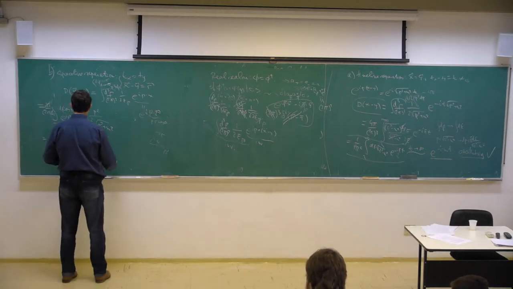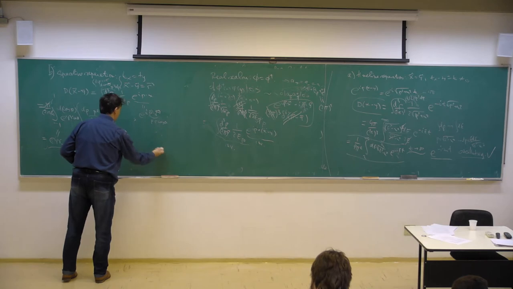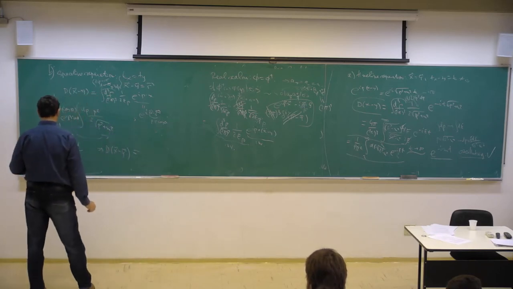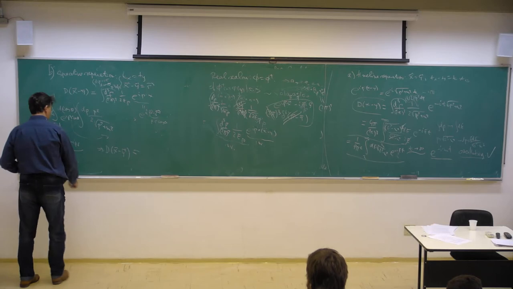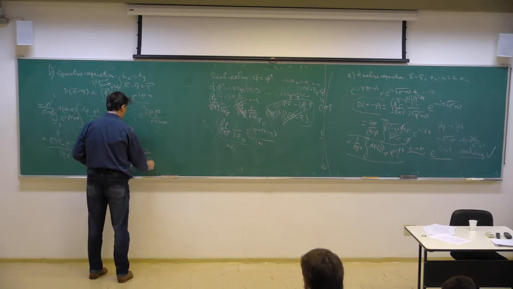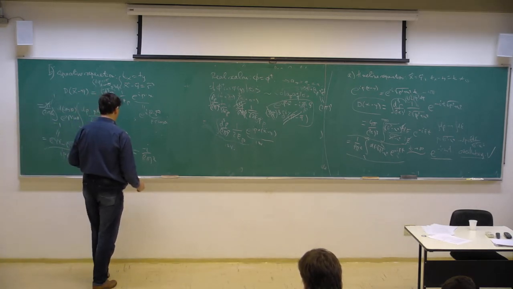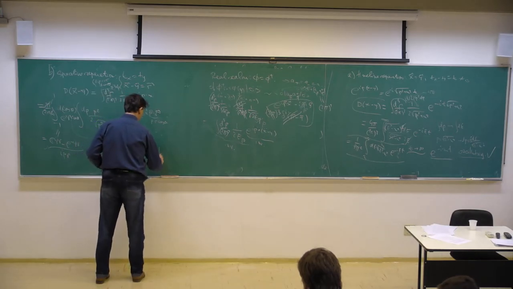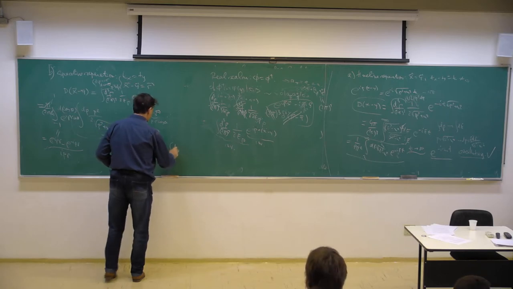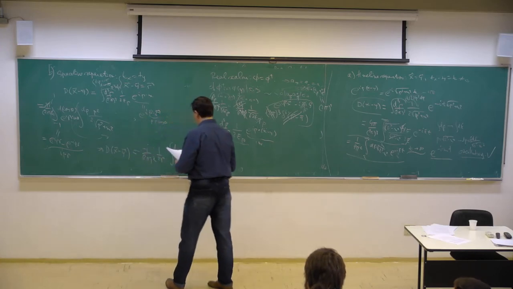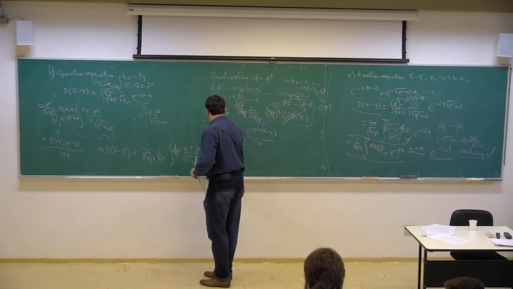So that means that my D of x minus y is one over i, which is minus i, so minus i over 2 pi squared, and then I still have 1 over 2r, and then the integral over p dp, p squared over the square root of p squared plus m squared, e to the ipr minus e to the minus ipr. Okay?